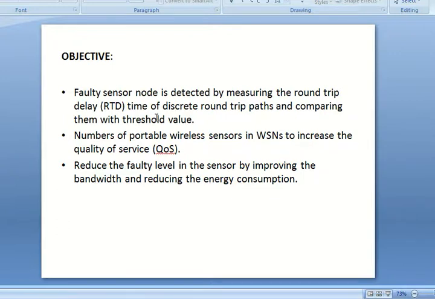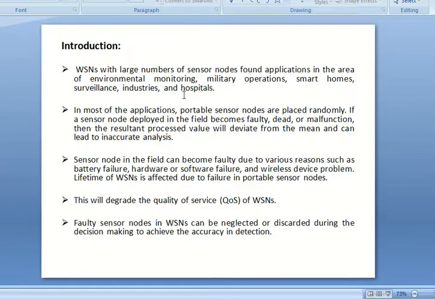The objective of our project is to measure the round trip delay of every node, to identify the faulty node, and to improve the quality of service of wireless sensor network. A wireless sensor network has various applications in military, homes, industries, and hospitals. Everywhere, the quality of service is very important. So, our proposed system helps to improve the quality of service.